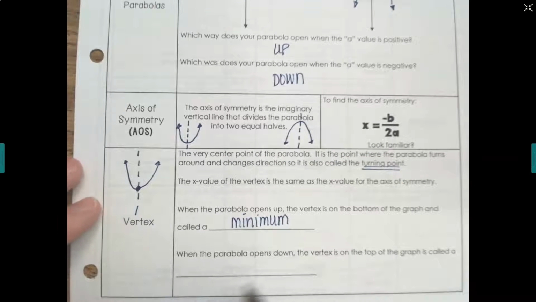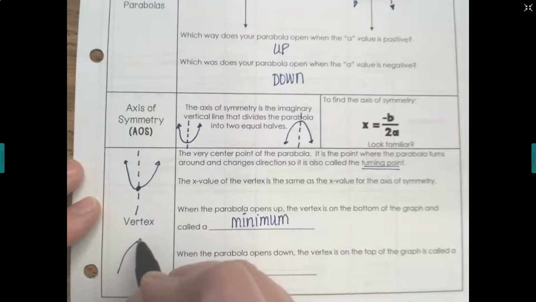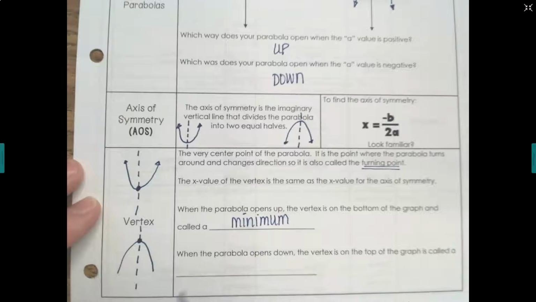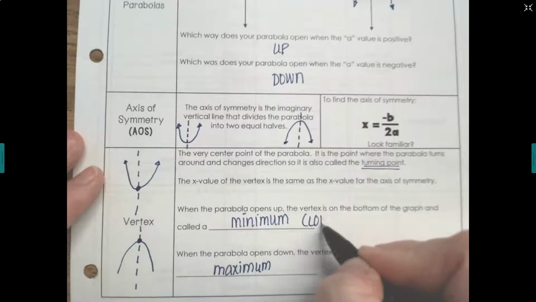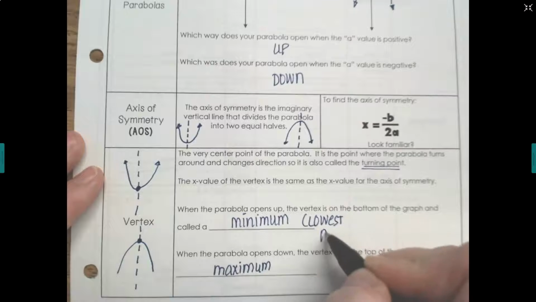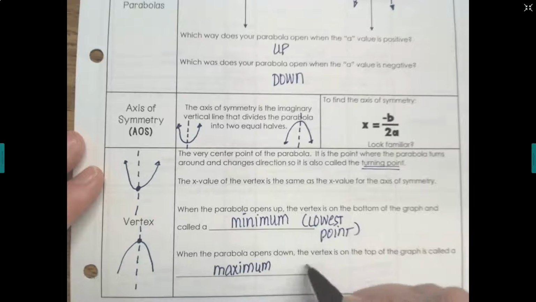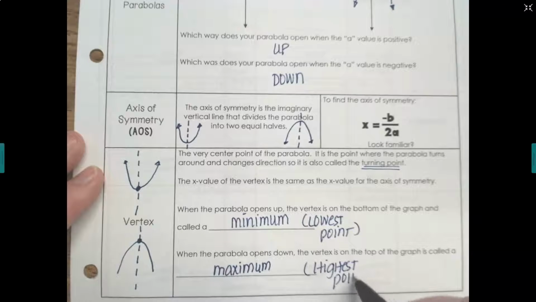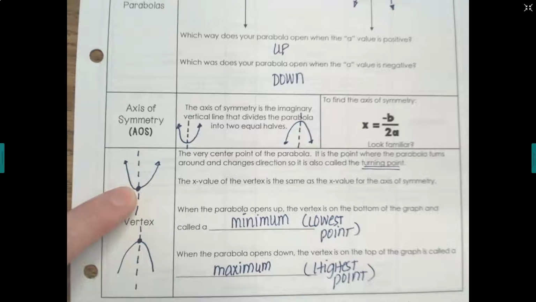Okay, so when your parabola opens down, so we have a parabola, we have a vertex, we have the axis of symmetry. It's going to be on top of the graph, so it is called the maximum. So the minimum is the lowest point, and the maximum is the highest point. Okay, so you just have to be able to identify: is this graph going to have a minimum or will it have a maximum?